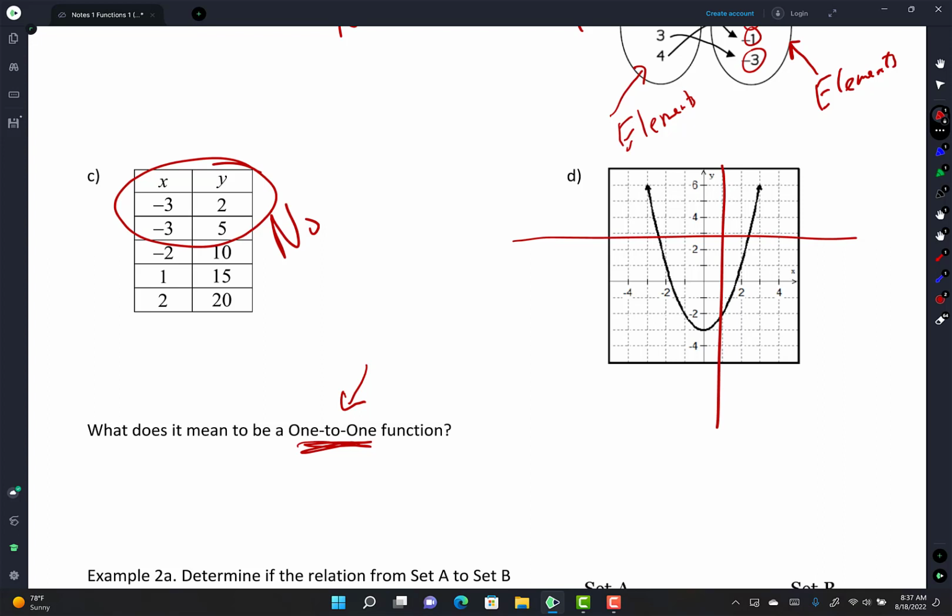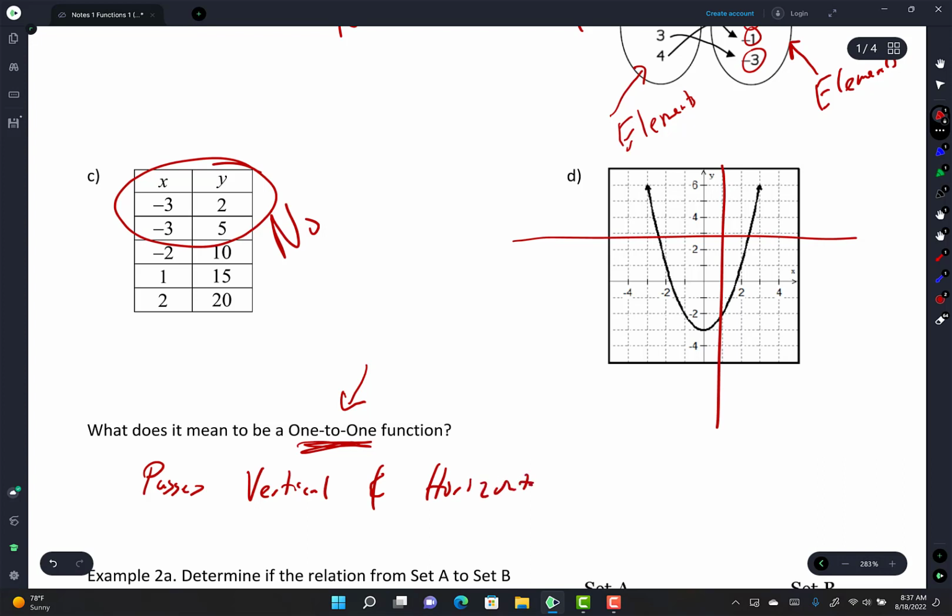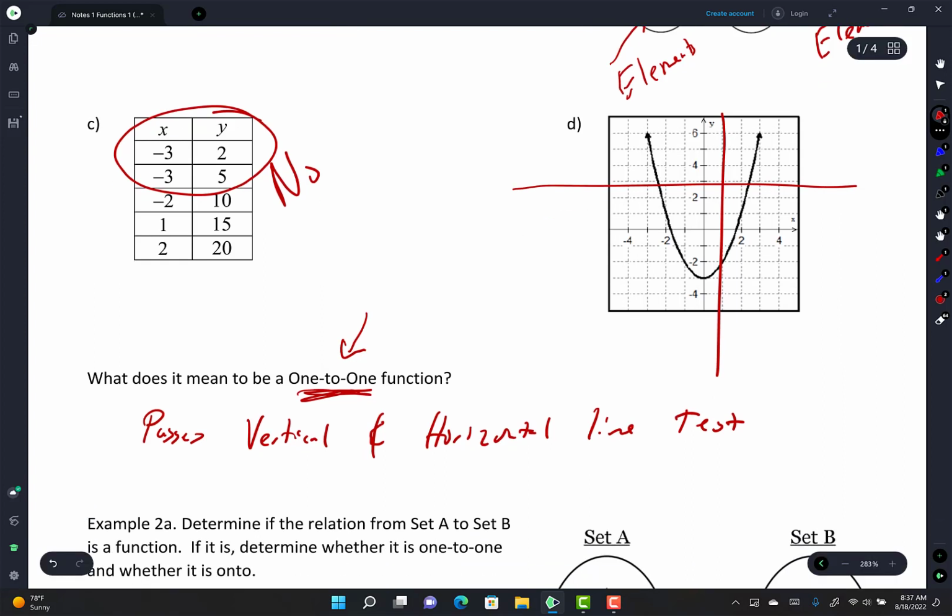So what is 1-to-1? You can write passes vertical and horizontal line test. And I know some of you are like, what do you mean passes? That means that it only crosses once. For it to pass, it can only cross once. If it doesn't pass, if it crosses more than once, or if it intersects more than once, it's not 1-to-1. Does that make sense, guys? Okay. Now here we go.